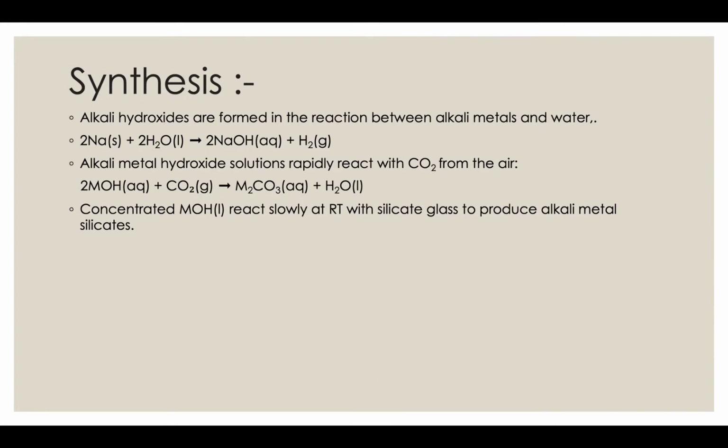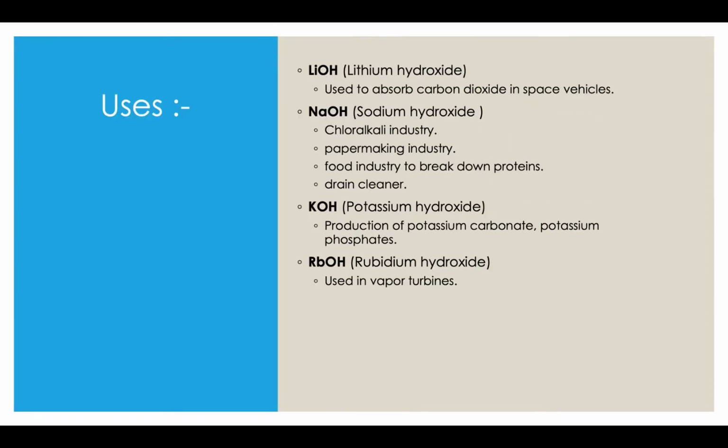Next, the alkali metal hydroxides will also react with carbon dioxide from the air. As you can see in this equation, the metal hydroxides will react with carbon dioxide vigorously and leave the solution open to the air to rapidly become contaminated with carbonate. And lastly, the concentrated metal hydroxide will react slowly at room temperature with silicate glass to produce alkali metal silicates.